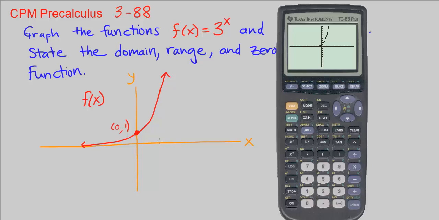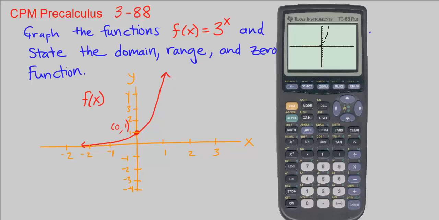Right here, let's use orange. Let's say this is 1, 2, 3, and -1, -2, -3. But going up, this is 1, 2, 3, 4, -1, -2. Put those a little closer together. Okay, so there is f of x.